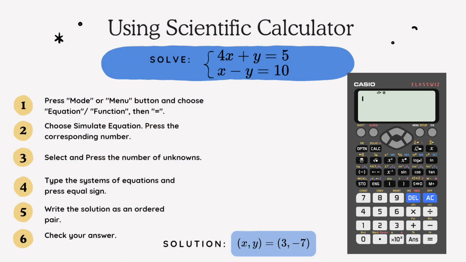First step, press the menu button and choose equation. Then press equals. Choose simulate equation and press the corresponding number. Then select and press the number of unknowns. In our equation, the number of unknowns is x and y, therefore it is 2. And then type the systems of equations. After that, press the equal sign and you'll have the answers.